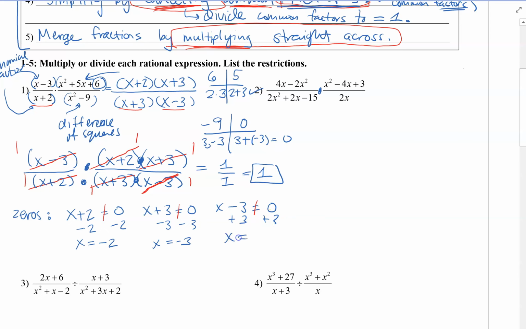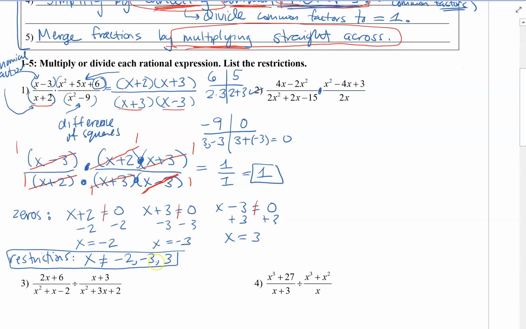And this one would be 0 if x were positive 3. So my restrictions for number 1 is x cannot equal negative 2, negative 3, or 3. So in other words, these factors can all divide and cancel from each other to equal 1 as long as x is none of these 3 values.